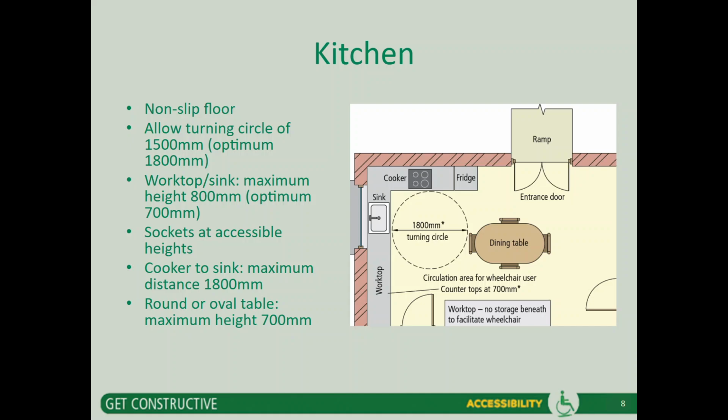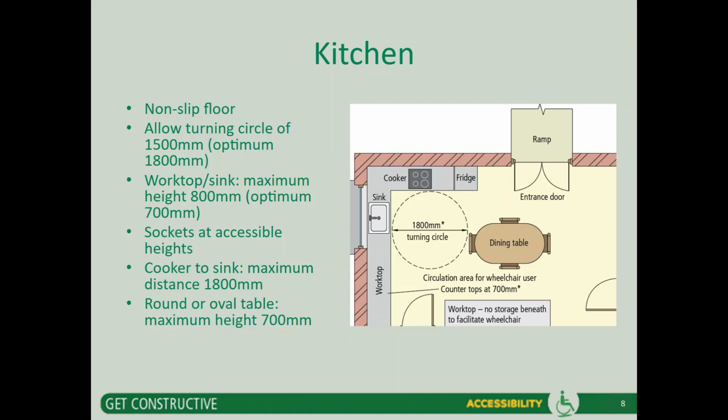And you can see there, that turning circle in the image is correctly located near the sink, the cooker and the fridge. You want people to be able to access the ability to cook, to fend for themselves. It also provides nice space. Worktops and sinks should be a maximum height of 800 millimeters but the optimum is about 700. Sockets are also at an accessible height. They should also be in and around that mark, and we'll look into sockets later on.